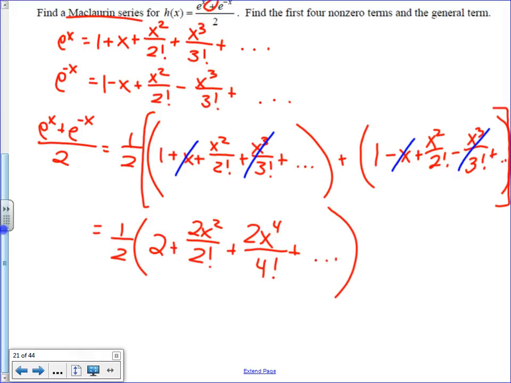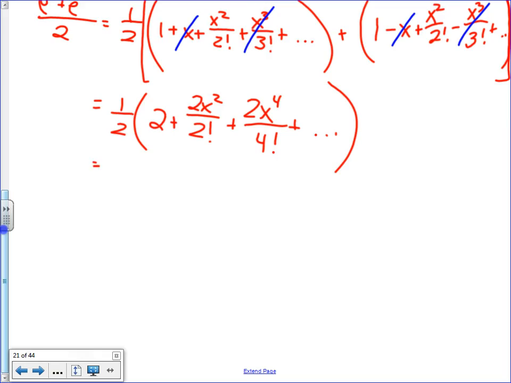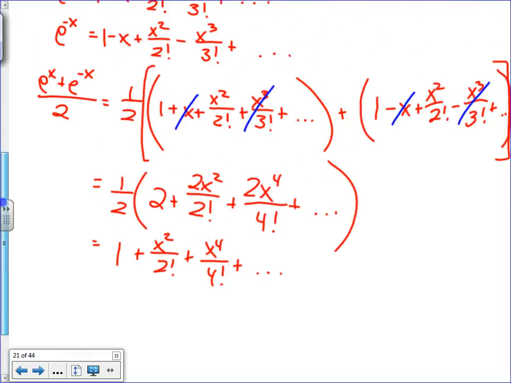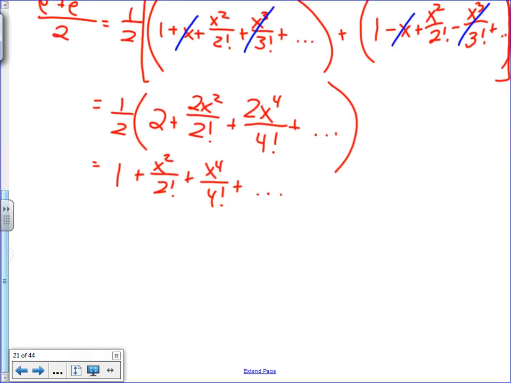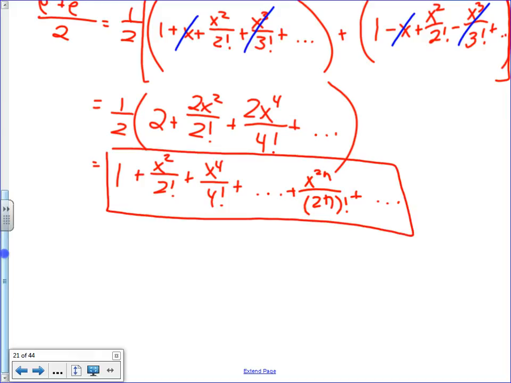Wait a minute. Can I pull all those 2's out? Yeah. If I pull all those 2's out, the 2 and 1/2 cancel, so I have 1 plus x squared over 2 factorial plus x to the 4th over 4 factorial plus... did they say general term? General term. X to the 2n over (2n) factorial. That looks good, right? So my guess is right.